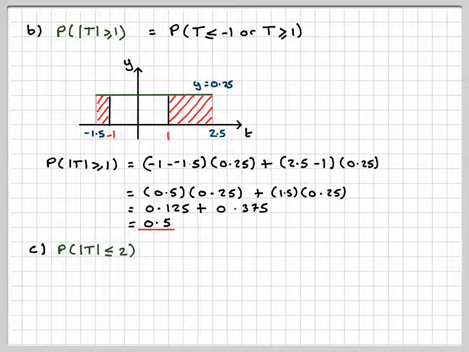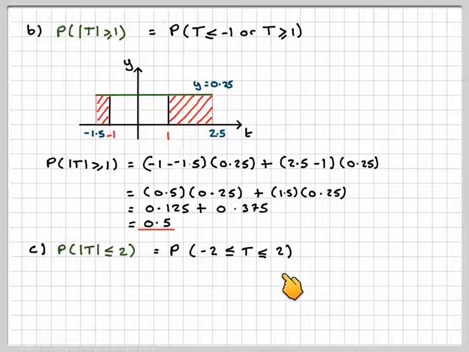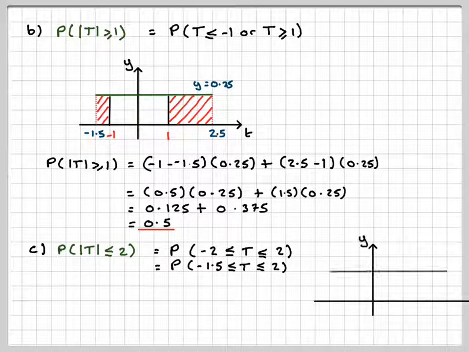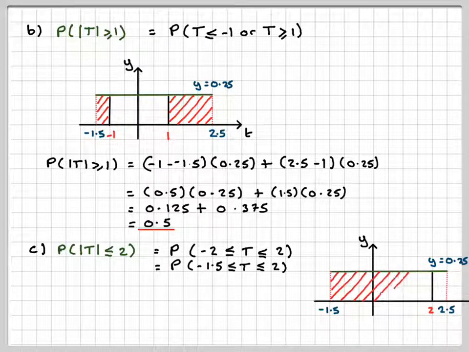We want the probability of the magnitude being less than or equal to 2. So that's going to be the probability that t lies between -2 and 2, but we don't go down to -2, so we're just going to consider the probability from -1.5 to 2 for this particular distribution. Again, it's always a good idea to draw a diagram. So mark on 2, we want that area there.